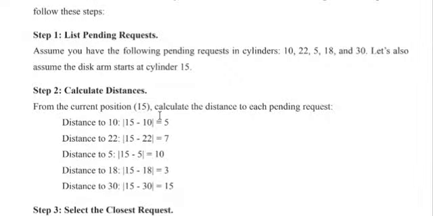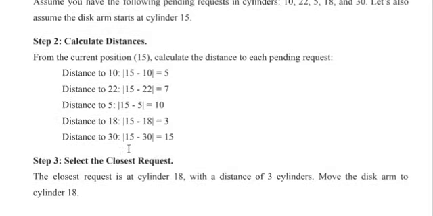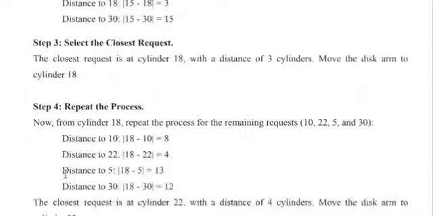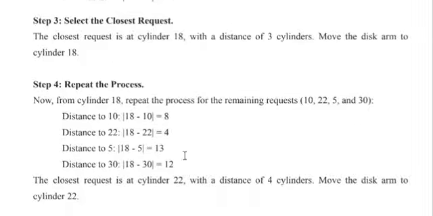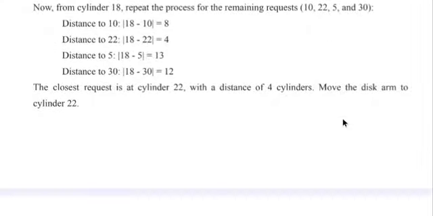Step 2. Calculate distances. From the current position 15, calculate the distance to each pending request. Step 3. Select the closest request. The closest request is at cylinder 18, with a distance of 3 cylinders. Move the disk arm to cylinder 18. Step 4. Repeat the process. Now, from cylinder 18, repeat the process for the remaining requests 10, 22, 5, and 30. The closest request is at cylinder 22, with a distance of 4 cylinders. Move the disk arm to cylinder 22.